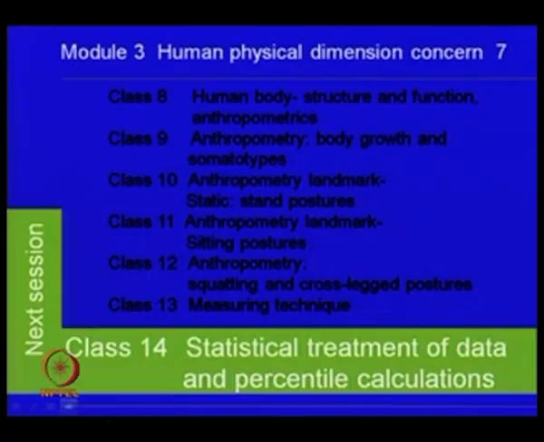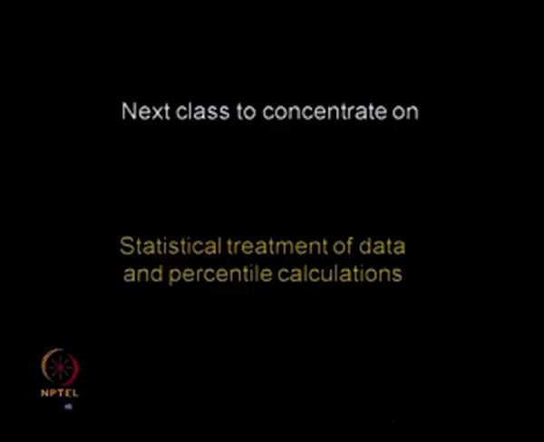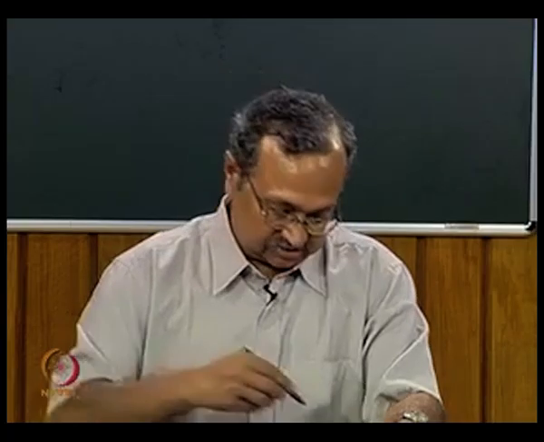With this, we can say that in this module number 3, on human physical dimensions, we are concluding class 13, measuring techniques. Next, class 14 will be the statistical treatment of data and percentile calculations. That will be in the next class.